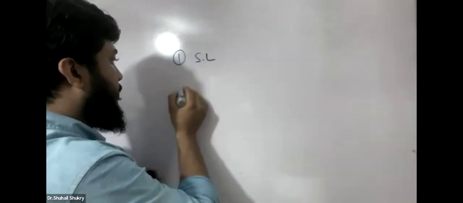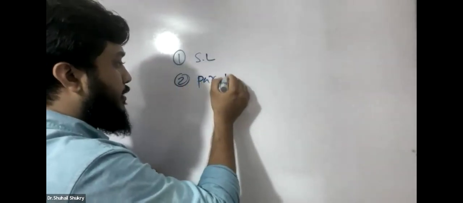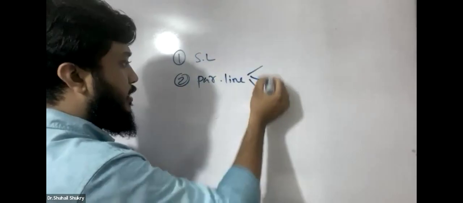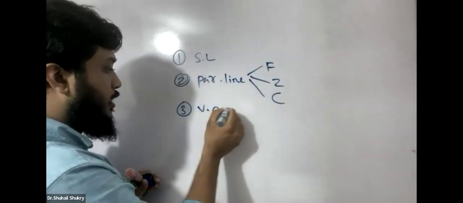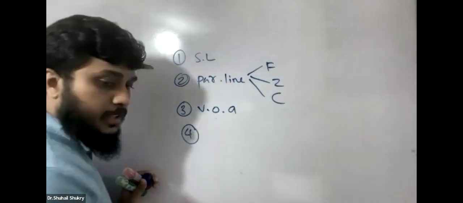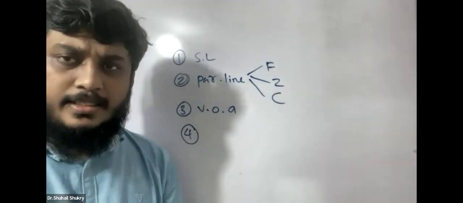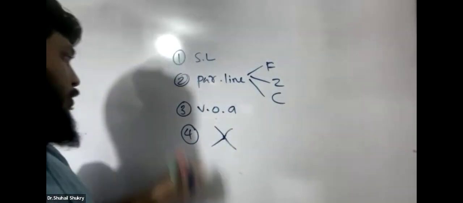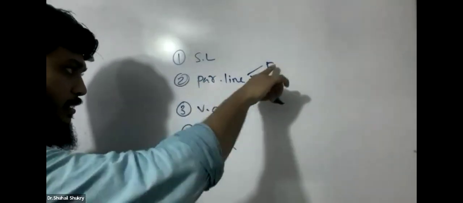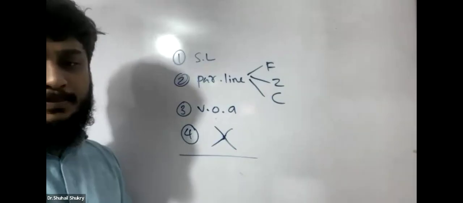First one, straight line. Number two, parallel lines. Under parallel lines, we say three things: F, C and Z shapes. After that, number three, vertically opposite angles. What was number four? Angle at a point. You just remember like this: straight line, then parallel lines with F, Z, C shapes, vertically opposite angles. Then with this, the first page is finished.